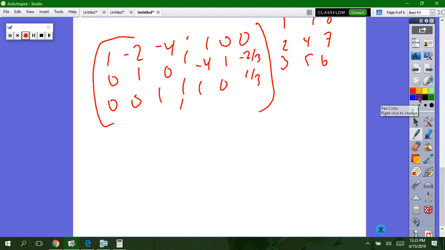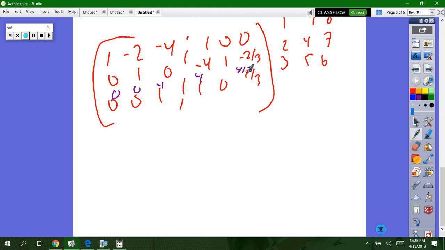Where that -4 is, I want him to be a 0, right? So because that's in column 3, which row am I going to use to help us solve it? Row 3, because this is the 1. If I use 2, I can't get rid of it. So I'm going to use this. I'm going to times it by 4. 0, 0, 4, 4, 4, third.